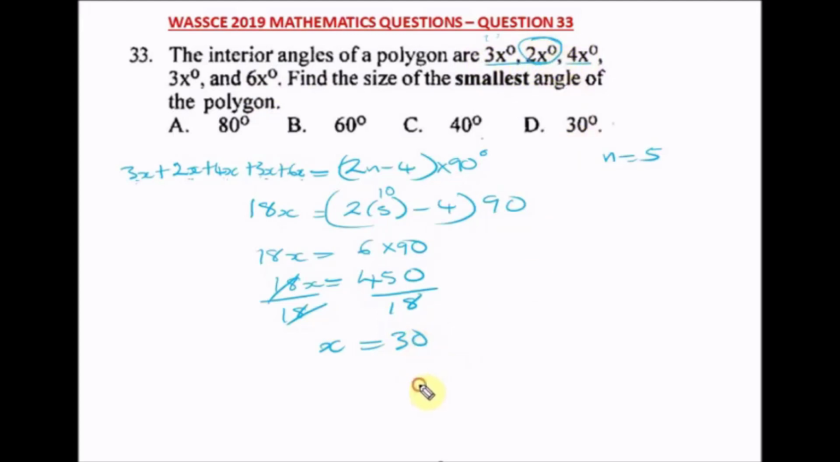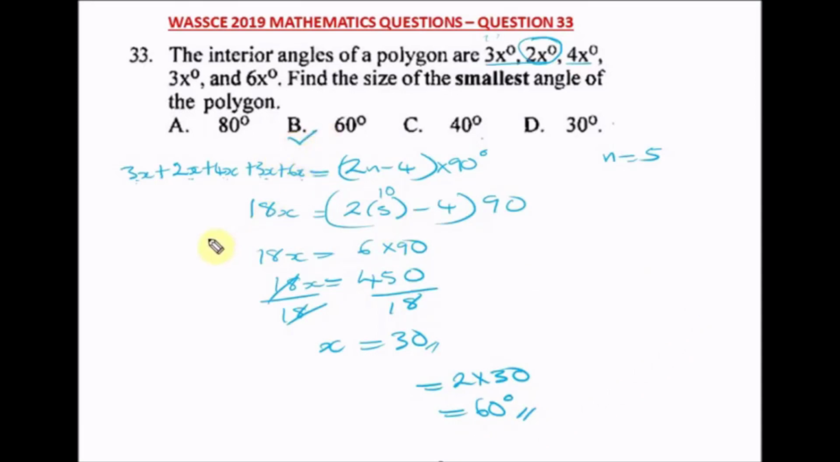So all we need to do is say the smallest angle is 2 times what? 30, since we've gotten our value of x as 30. So what is the answer? 2 times 30 will give us 60 degrees. So the smallest angle of the polygon is 60 degrees, and our right option here is option B.